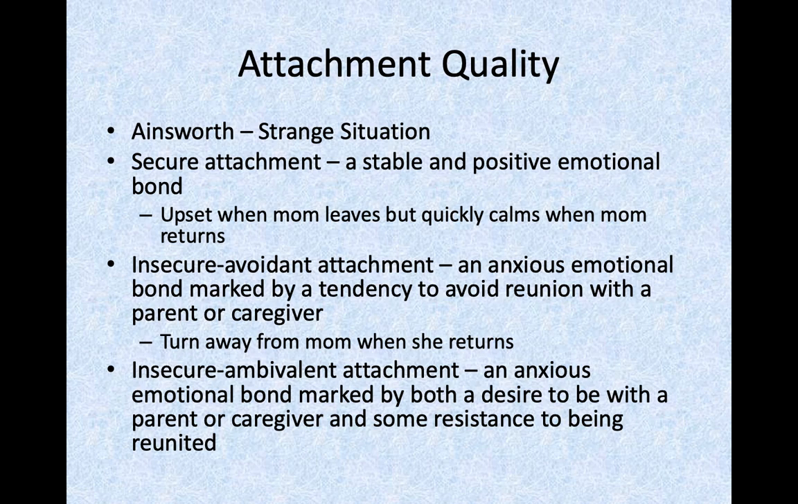In insecure avoidant attachment, that's an anxious and emotional bond marked by the tendency to avoid reunion with the parent or caregiver. So they'll be upset when mom leaves, but then when mom comes back, they're like, oh no, that was terrible. They reject the mom and won't calm down. And then insecure ambivalent attachment is an anxious emotional bond marked both by a desire to be with the parent or caregiver, but also some resistance to being reunited. So when mom comes back in, she picks up the baby and the baby clings to her, but then won't calm down. It takes so long for that child to calm back down and feel stable again.